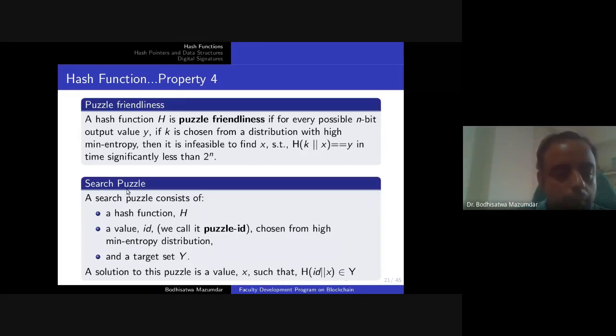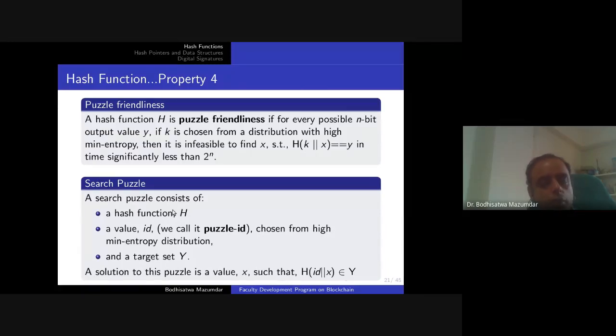So a search puzzle in a blockchain system comprises a hash function which satisfies all the prior properties that we discussed. It comprises a hash function. It comprises a value ID or a puzzle ID. This k is basically a puzzle ID which is chosen from a very high min-entropy distribution, and a target set y. This y is chosen from a sample space. That sample space is given, so that is called the target set.